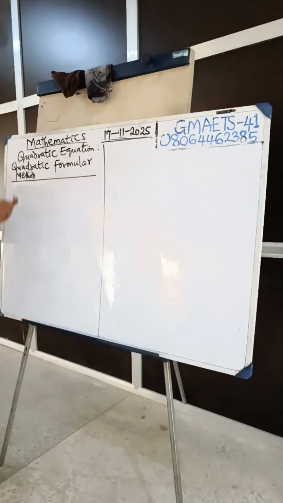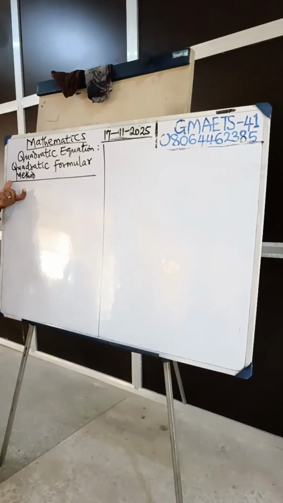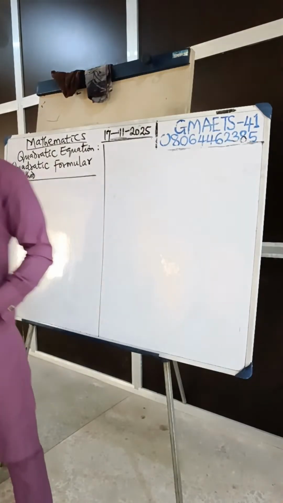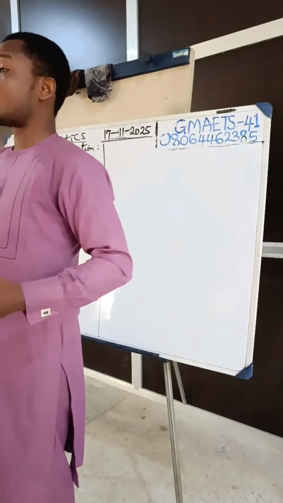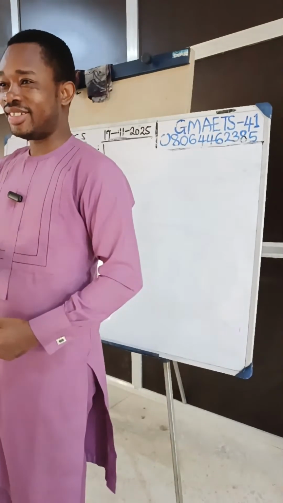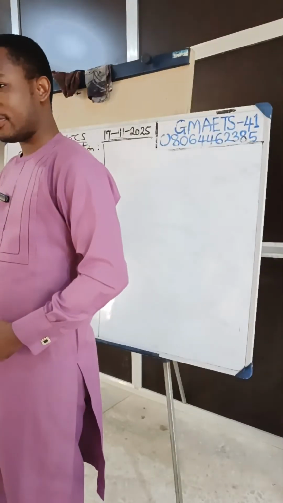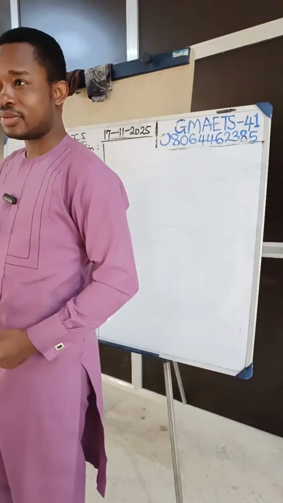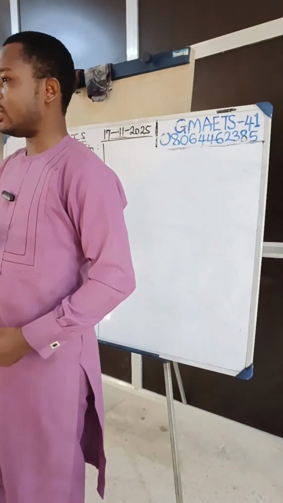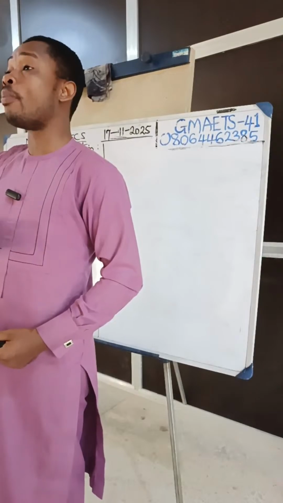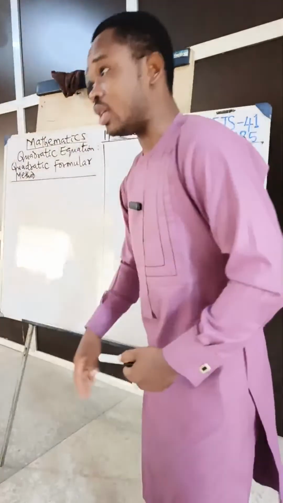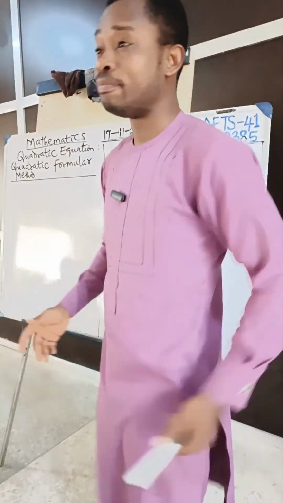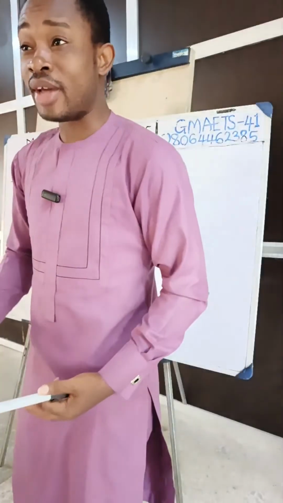So in our previous class, we treated the concept of solving quadratic equations using the completing the square method. Is that not so? And there was one very important thing we did in that previous class, on Thursday. What we did was to use the method of completing the square to derive the formula we are going to deal with today, which we call the quadratic formula. Some also refer to it as the almighty formula.